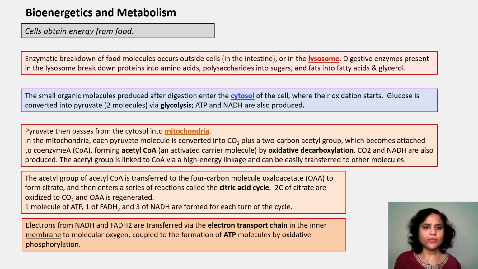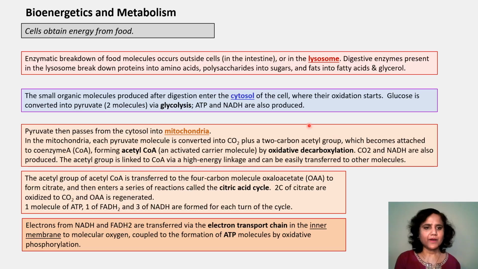The small organic molecules produced after digestion enter the cytosol of the cell, where their oxidation starts. Glucose is converted into pyruvate, that is, 2 molecules of pyruvate arise from 1 molecule of glucose via glycolysis. ATP and NADH are also produced.